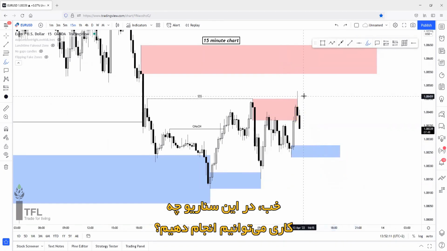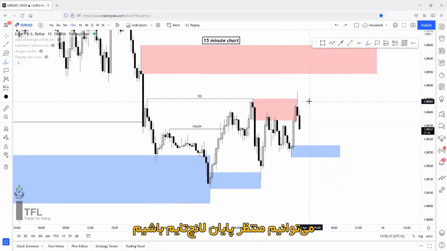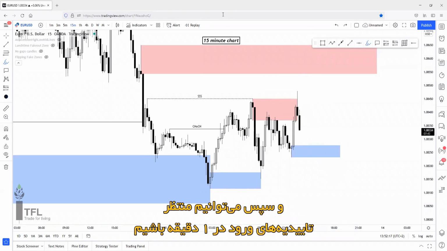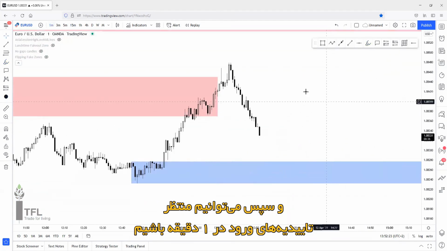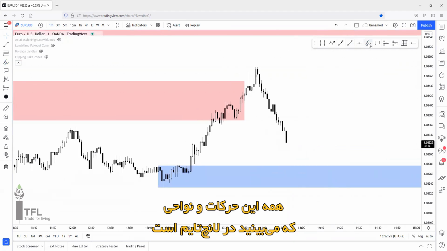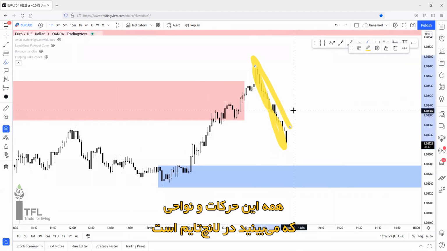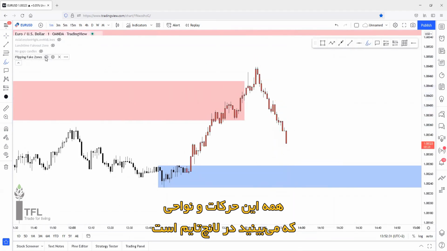Okay, so what can we do in this scenario? We can wait for the end of the lunchtime session. And after that lunchtime session has ended, we'll be able to look for 1-minute confirmation entries. For example, on one of the lunchtime zones, because all of these downside movements are in the lunchtime zone area, right? As you can see, all of these movements are in the lunchtime area.